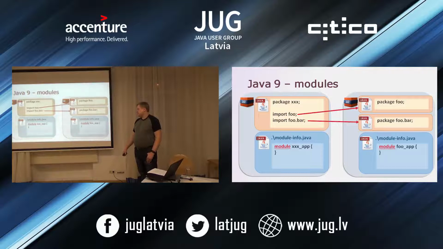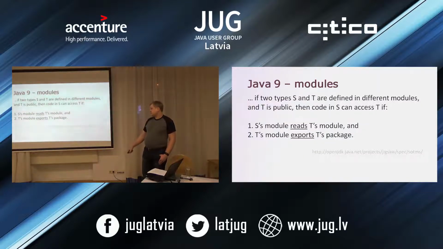Each module should have a so-called module descriptor, which is placed in the module root. It's a specific file, module-info.java. It has a specific syntax, but it's actually compiled into a class. And this module-info defines the module name. And the module name can be different from the jar name itself. So some self-described capabilities are added.